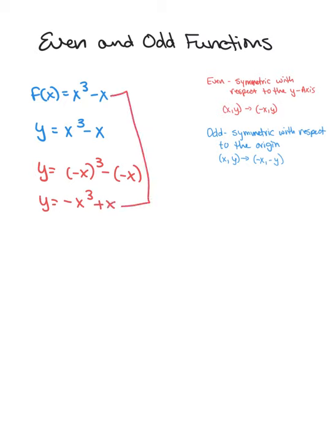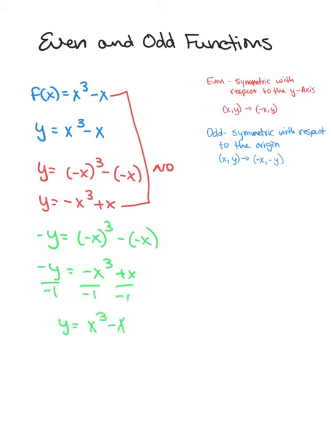Is this what I started with? No. So at the origin, negative y is equal to a negative x cubed minus a negative x. So I get negative y is equal to negative x cubed plus x. Again, I don't like to leave my y's negative. So I get y is equal to x cubed minus x. Is this what I started with? Yes. So that means that this is an odd function.